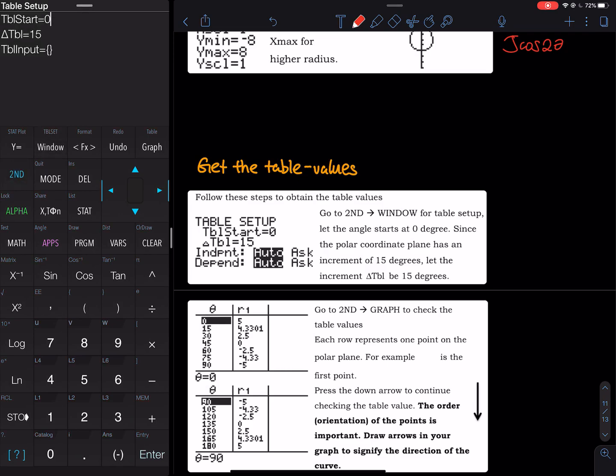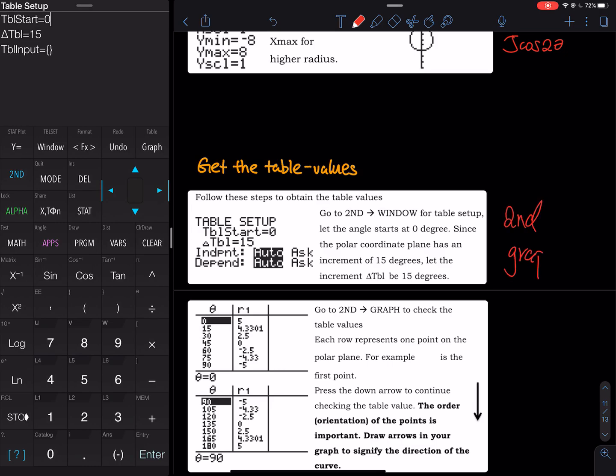I want to start at 0 degree, and then the delta table, that means the increment. I would like to set the increment to be 15. And then the independent and dependent, leave that as auto. I don't have that option. Again, my calculator is not a TI graphing calculator. And then once you are ready, click second graph. So you click second and then you click graph.